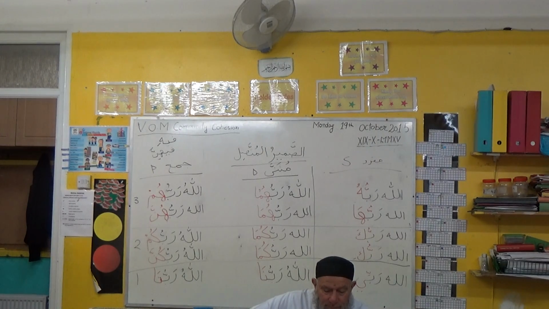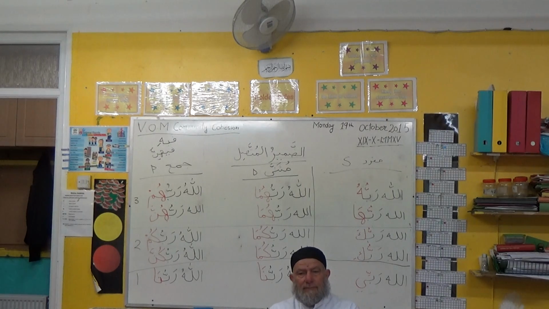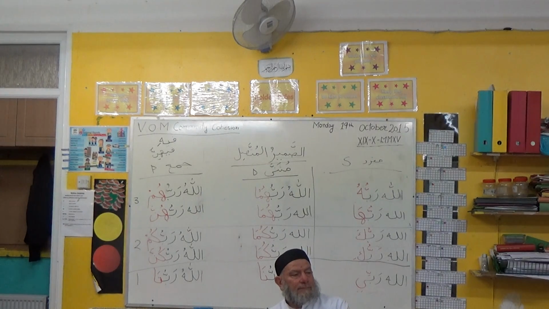Number two, attached to a preposition, as in min plus the hu will bring you minhu. Min plus the ha will bring you minha. Number three, attached to particles like inna, as in innaha and innahu. Number four, the object of a verb, as in ja'ala, he made. So ja'ala plus the hu will bring you ja'alahu, he made it.